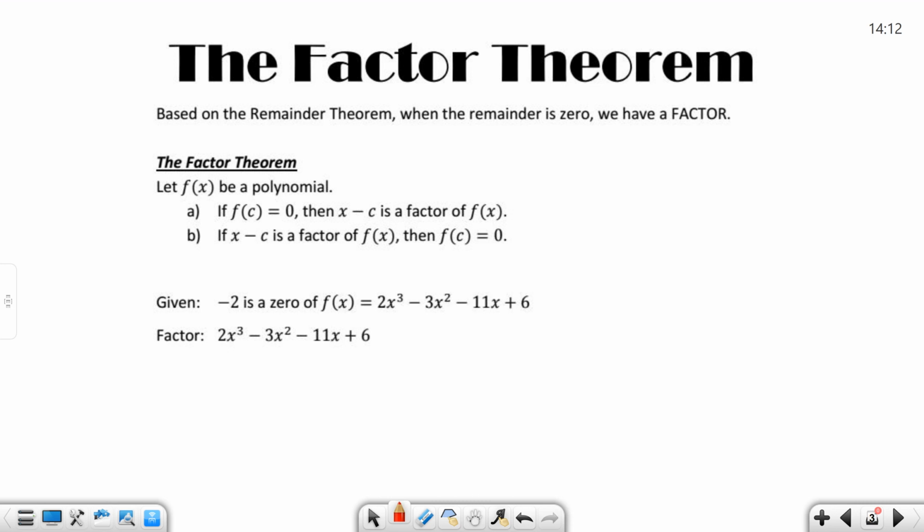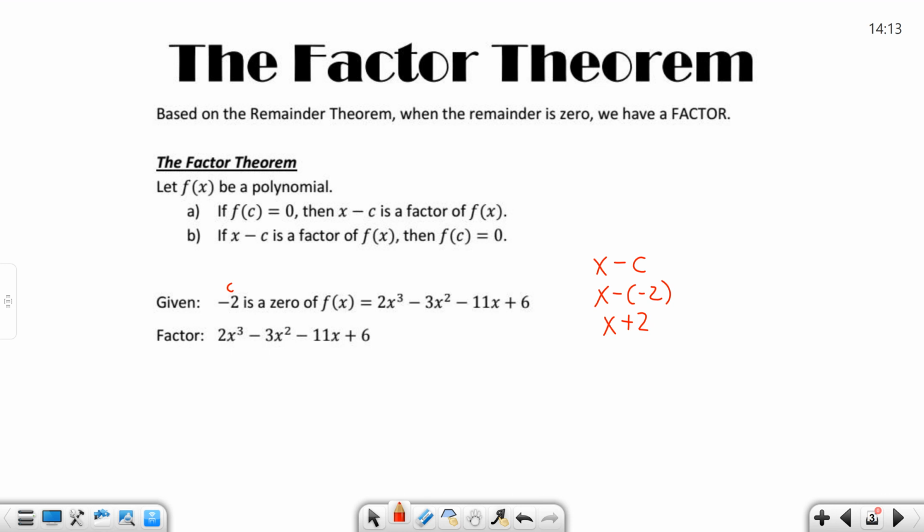So why is this important? What does it help us with? Well, let's say that we have this polynomial f of x, 2x cubed minus 3x squared minus 11x plus 6, and we're told that negative 2 is a 0. If we're told that, then we know what? Negative 2 is my c. If that's a 0, then what is x minus c? That's x minus a negative 2, which is x plus 2.